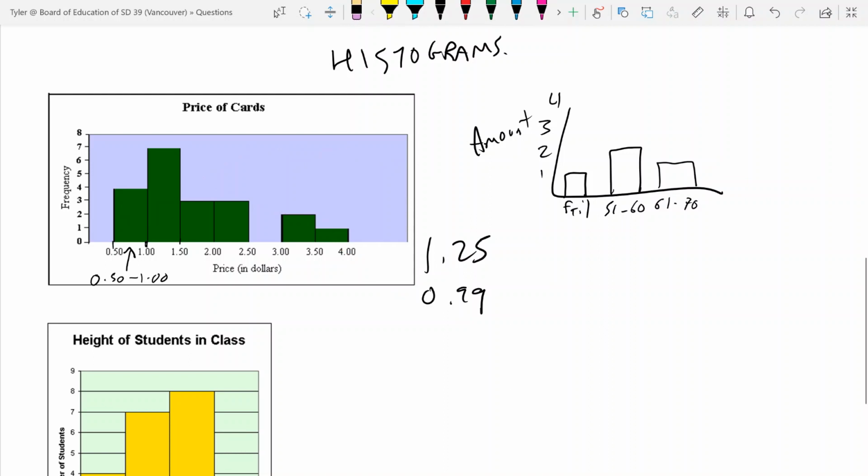So reading a histogram is just like reading a bar graph. If you want to say which one is the most, you say, oh look, this one's the tallest, right? It goes up to here. There were 7 people who were in between $1 and $1.50, or 7 items on the menu that were in between $1 and $1.50. Whereas over here, there were none that were in between $2.50 and $3.